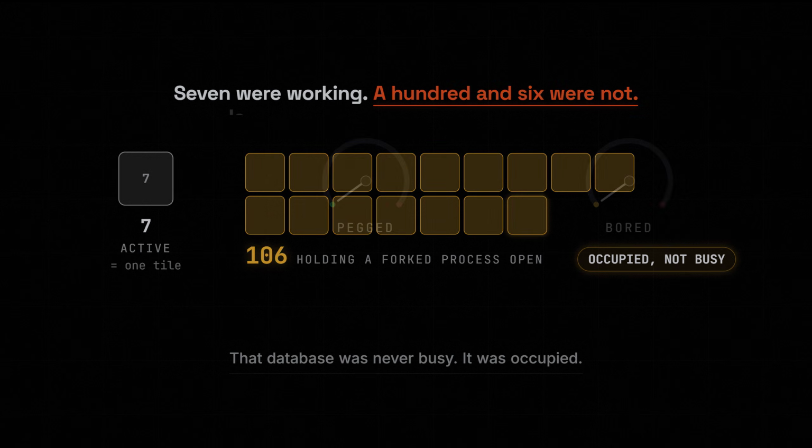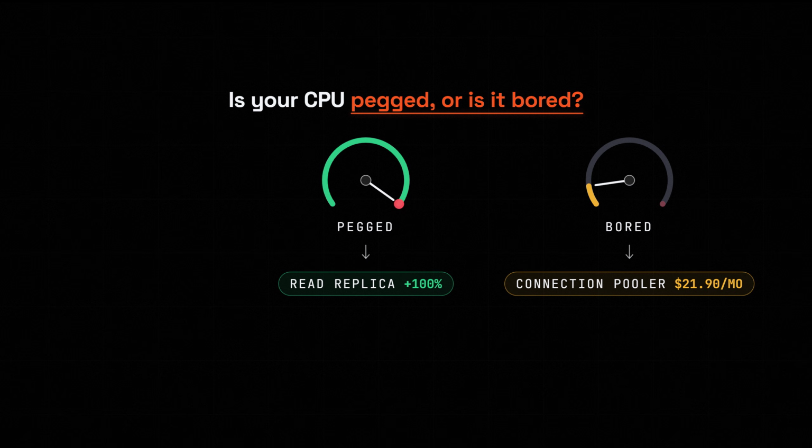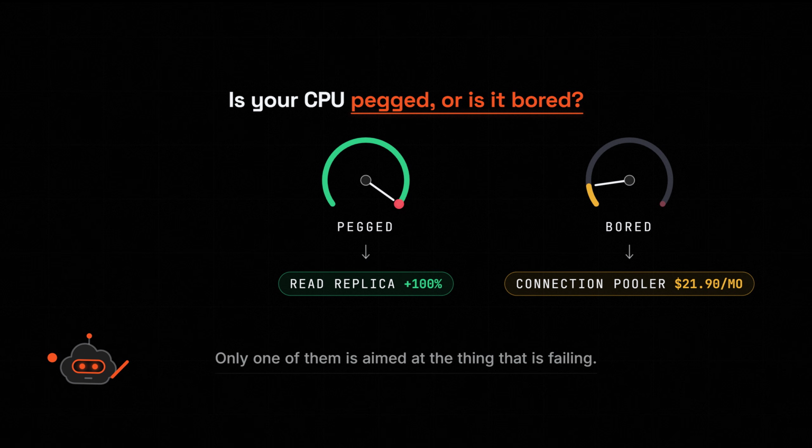It was occupied. So before you buy the second machine, answer this first. Is your CPU pegged or is it bored? Both fixes cost real money, and only one of them is aimed at the thing that is actually failing.